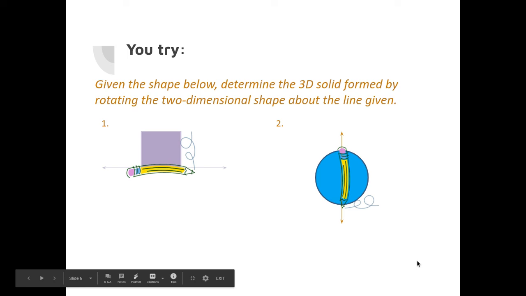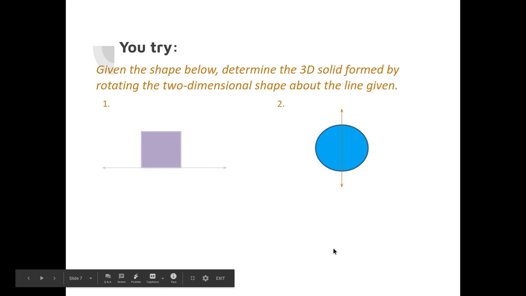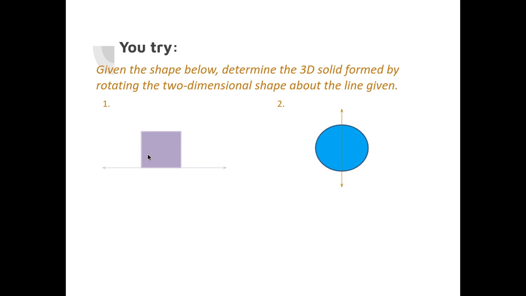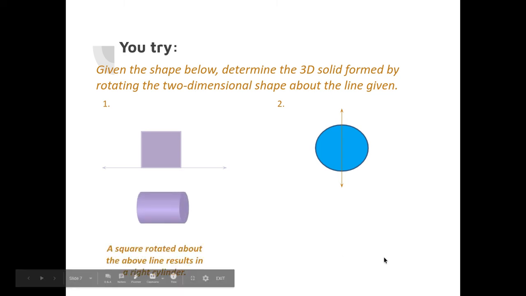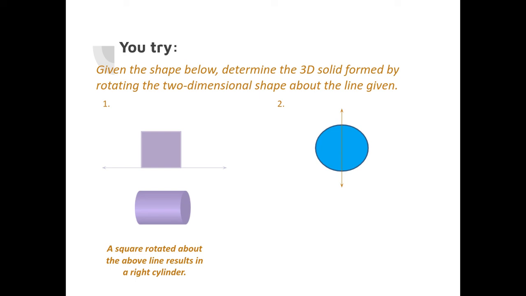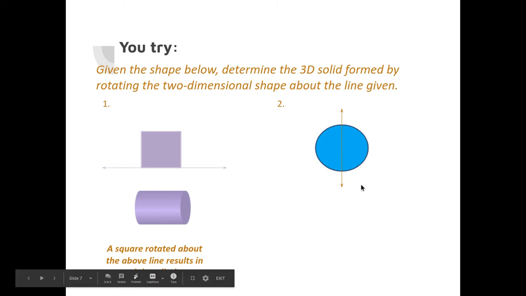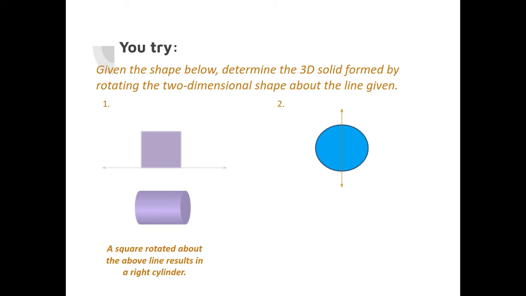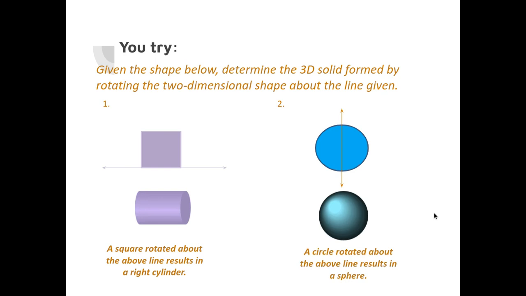Okay, let's see how you did. If we take our square in number 1, and this is our axis where the pencil was, and we rotate around, did you say that we would get a right cylinder? And if we have a circle and we go right through the center, it wouldn't matter if this was vertical or horizontal in that case, we would get the same 3D solid. Did you say a sphere? Okay, hopefully you're getting the idea here.